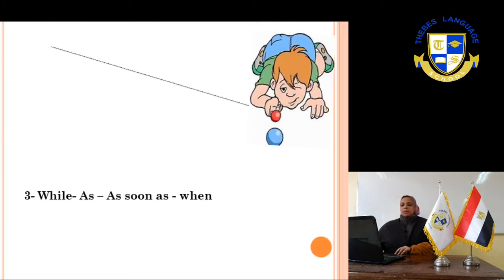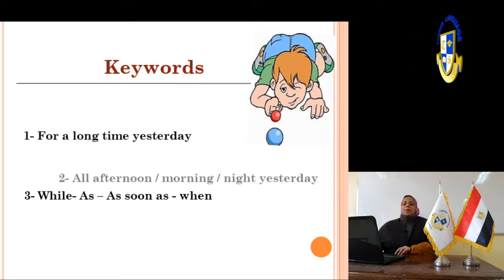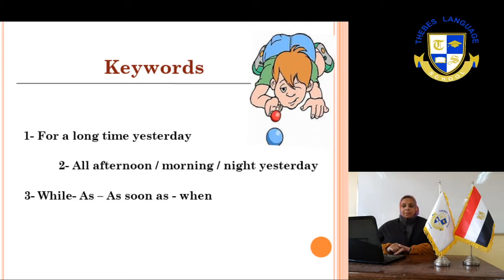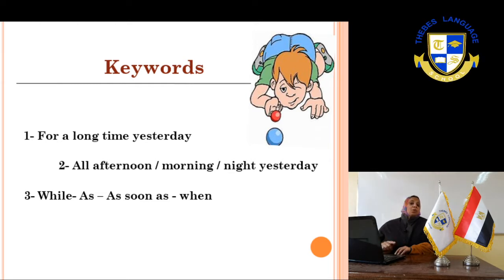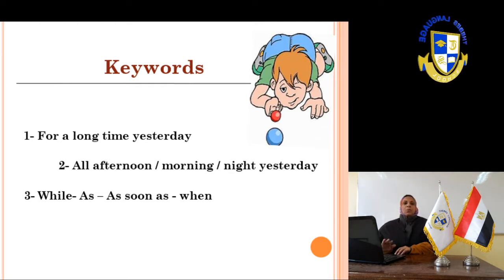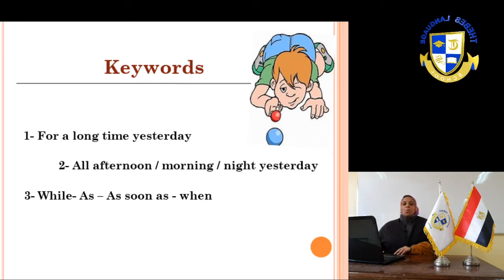Okay, in the next slide, the keywords. What are the keywords? Now, for a long time, all the afternoon, all the morning, all night, yesterday. The word all is the keyword of the past continuous. Okay? What else? I have some time clauses like while, as soon as, and when.